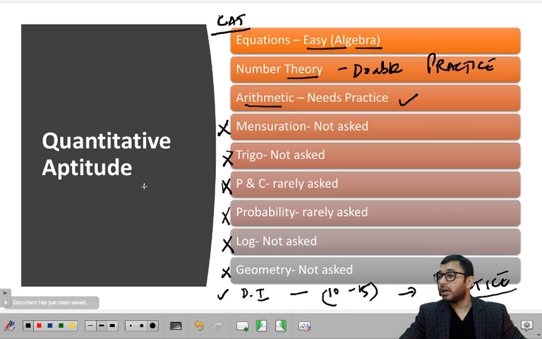Any question regarding quant that you have? Otherwise I'll move forward.